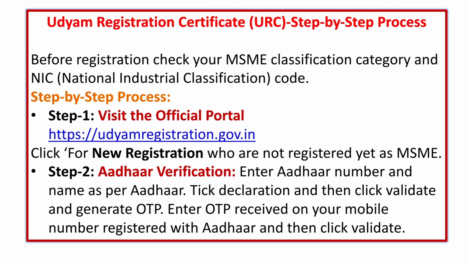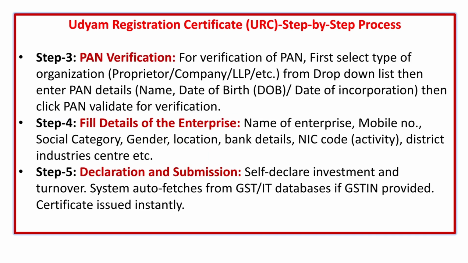Step 2. Aadhar verification. Enter Aadhar number and name as per Aadhar. Tick declaration. Step 3. PAN verification. For verification of PAN, first select type of organization, such as proprietor, company, LLP, and so on from the drop-down list. Then enter PAN details including name, date of birth, or date of incorporation. Then click PAN Validate for verification.